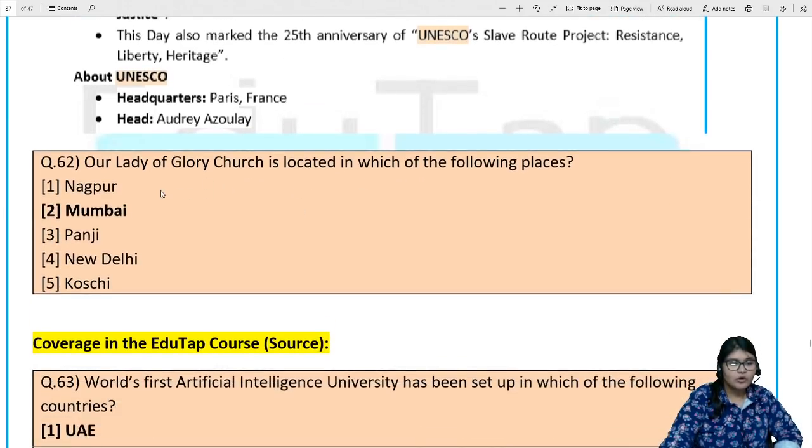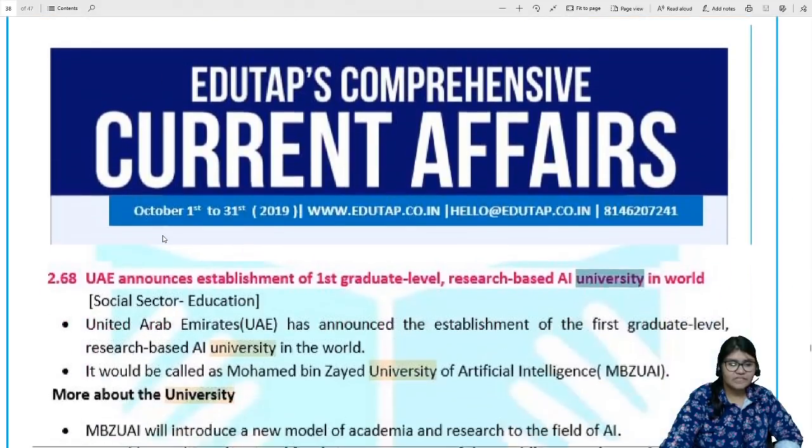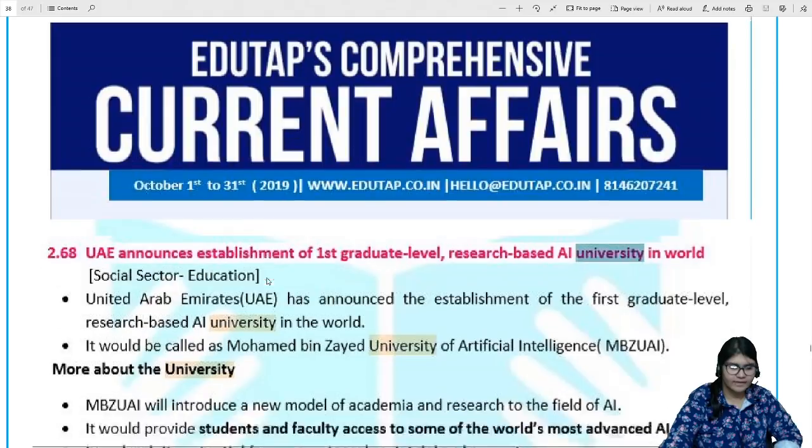Our Lady of Glory Church is located in which of the following places? It is Mumbai. Moving forward, 63rd one: world's first artificial intelligence university has been set up in which of the following countries? The answer is UAE. Here you can see it is covered in the magazine in the month of October. UAE announces establishment of first graduate level research based artificial intelligence university in the world, right?